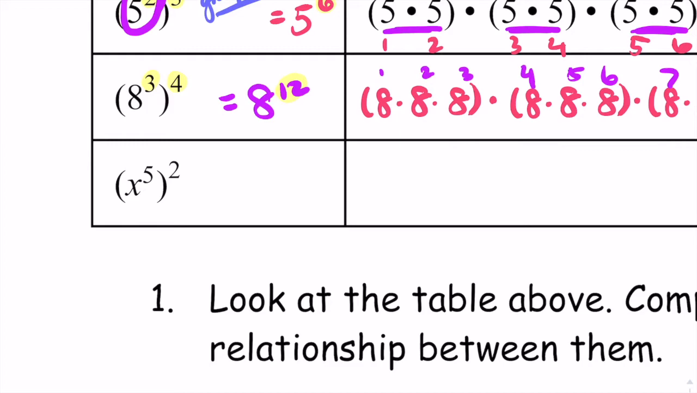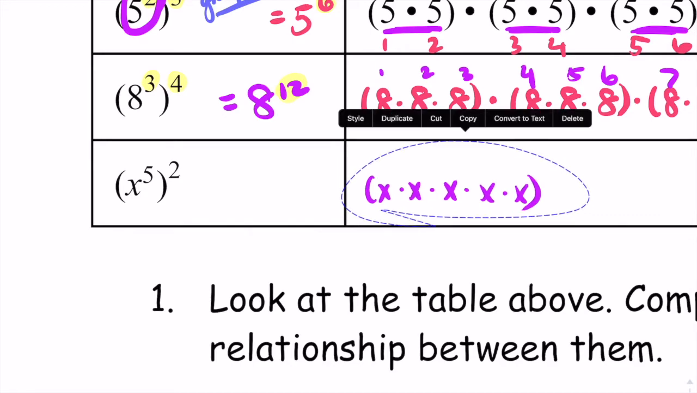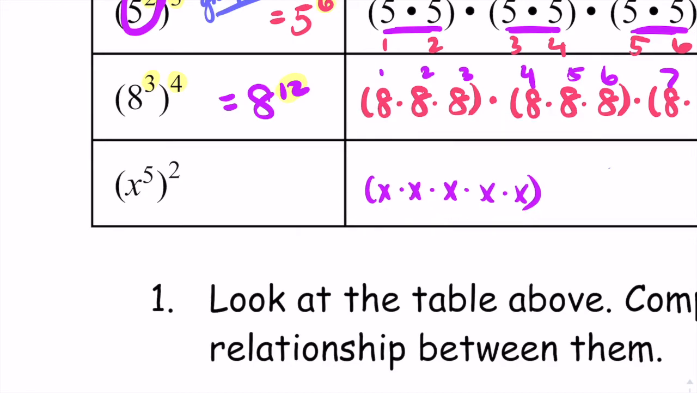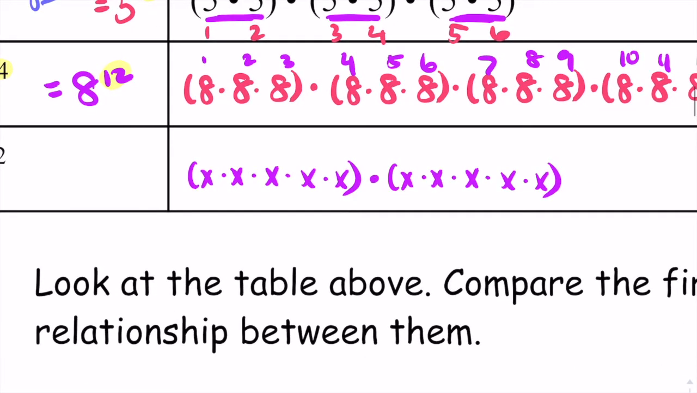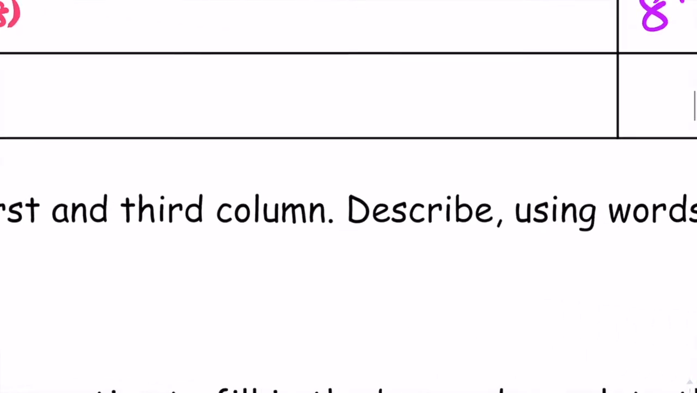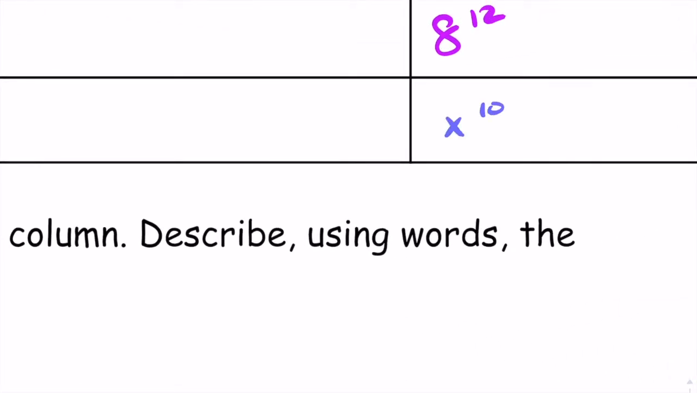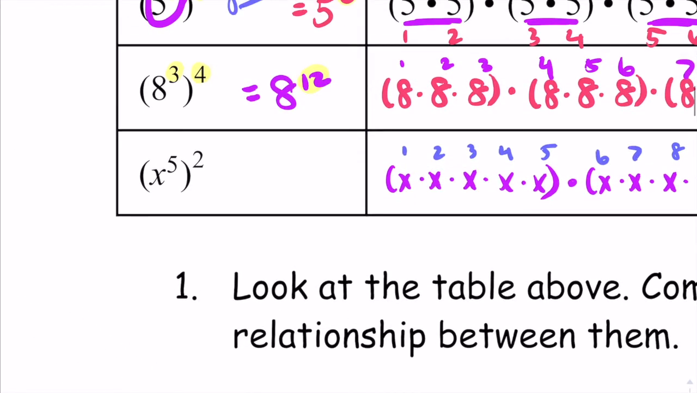So if x to the 5th squared, that means my first group is going to be x times x times x times x times x. And how many groups of this do I have? I have 2 groups. I'm only going to copy this once. Okay, I'm not going to forget the multiplication sign. If I were to add all of my x's up, 1, 2, 3, 4, 5, 6, 7, 8, 9, 10. So this would be x to the 10th power. So this is x to the 10th.